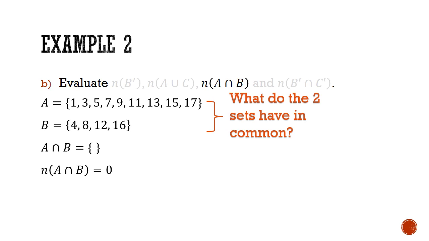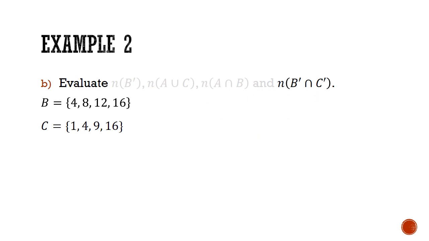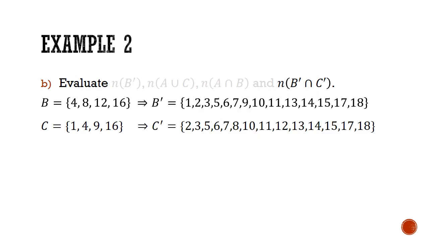For this last part, we need to first find all the elements that are not in B and that are not in C and compare these two complement sets together. Counting the common elements, we arrive at the cardinality of B prime intersect C prime to be 12.